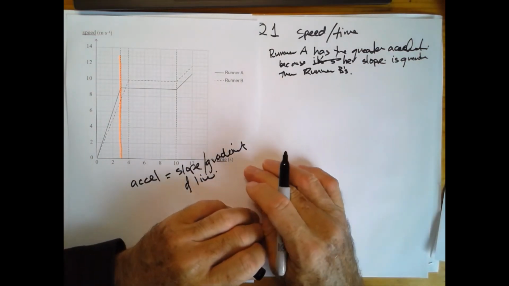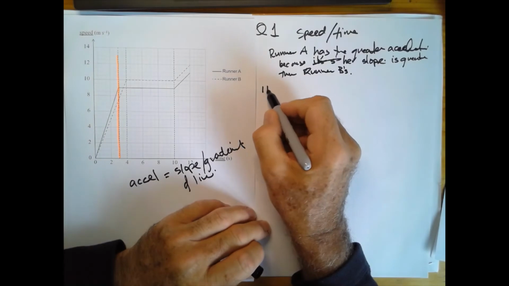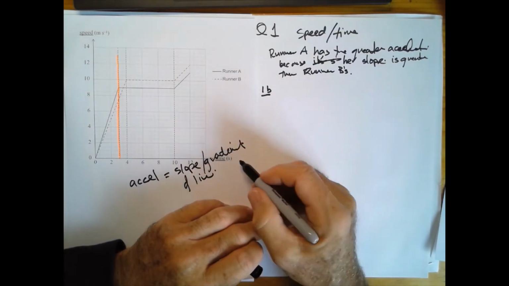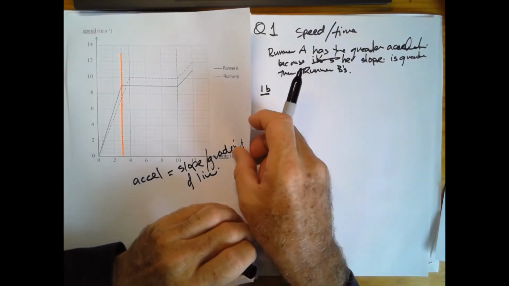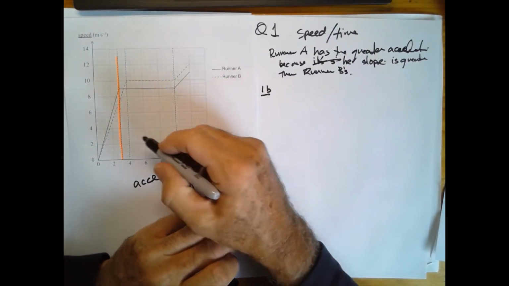Calculations not required. Question 2. Using the graph, calculate runner A's acceleration during the first 3 seconds.